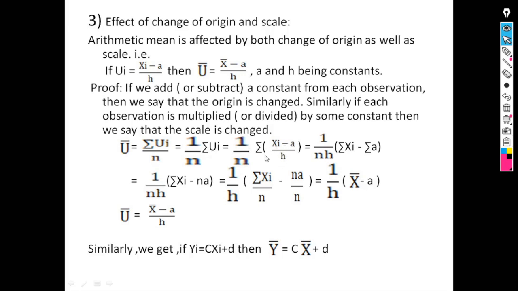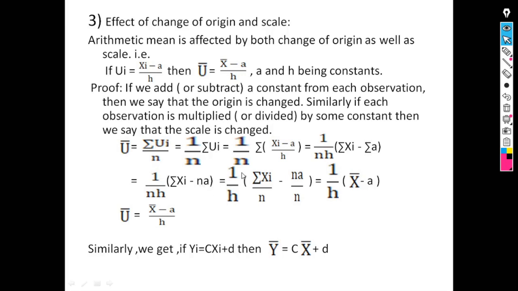In the next step we will multiply this summation sign inside the bracket. Since h is constant, it is out of the bracket. So 1 upon nh is equal to summation of xi minus summation of a, which equals 1 upon nh summation of xi as it is minus n into a, since the sum of a constant number, with summation from 1 to n, we will write here n into a.